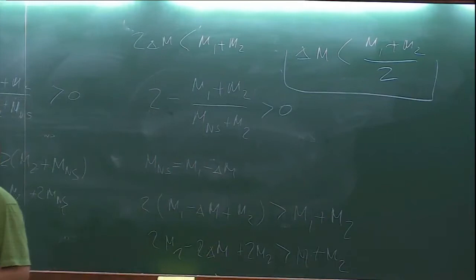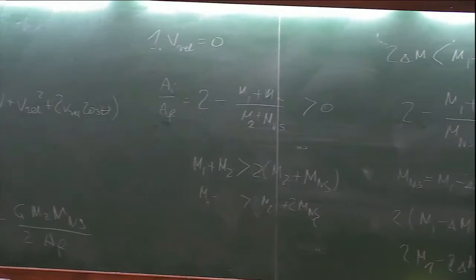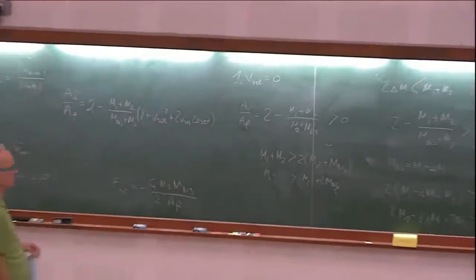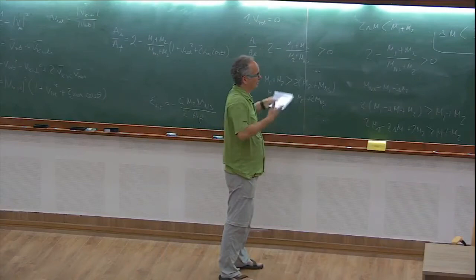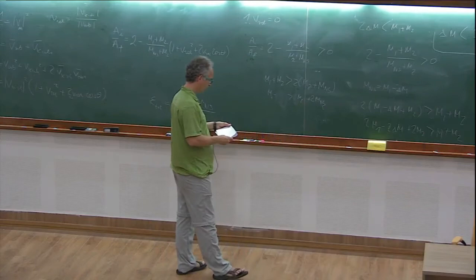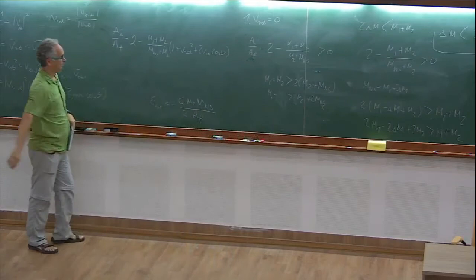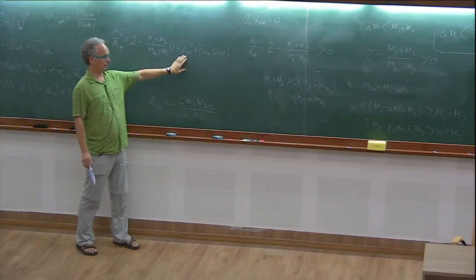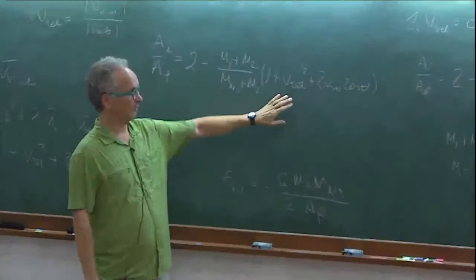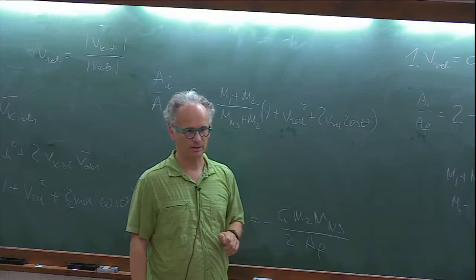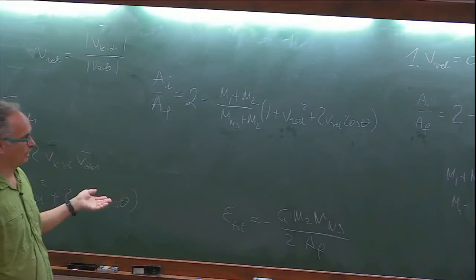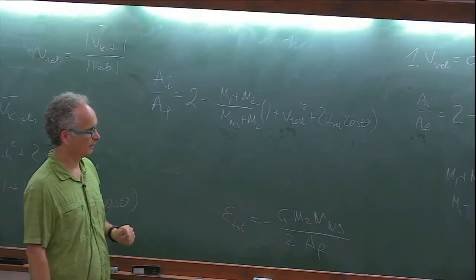The kicks can change the situation in two ways. They can make the system remain bound, or they can help disrupt the system, depending on the direction of the kick. By wiggling with this equation, we can find the condition, at what velocity, under which the system will always be disrupted. If there is just a chance that the system will be disrupted, the fate of the system will depend on the relative direction of the orbital velocity and the kick velocity. For really low kicks, the system will always be bound.